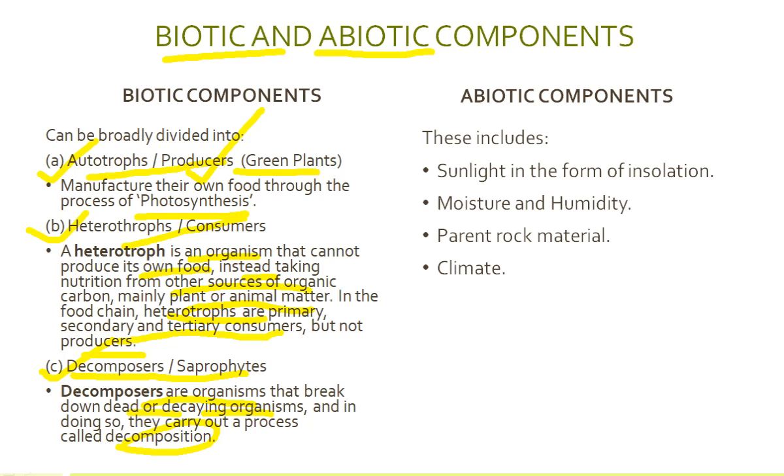Okay. So the abiotic components include sunlight in the form of insolation, moisture and humidity, parent rock material and climate. Remember this may be asked in your prelims examination, okay?